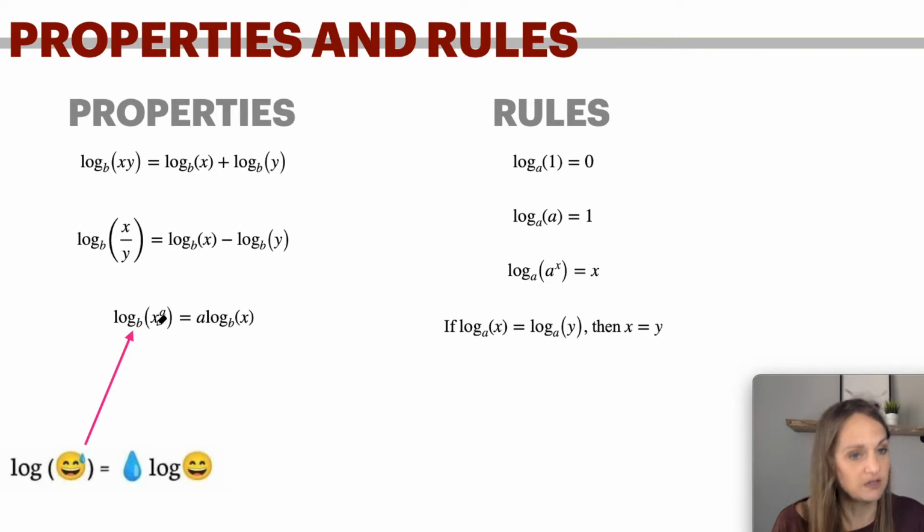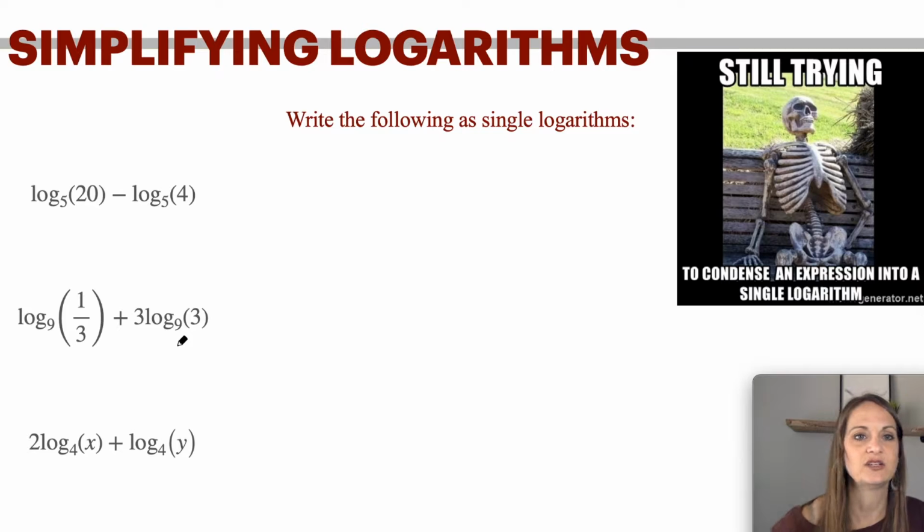And if you have a log of a function that is raised to an exponent, you can actually take that exponent and throw it in front of the log. So those are the three properties of logs. And again, we discussed the rules in a previous section, and these rules will always apply. So let's actually try to use these properties to solve this.